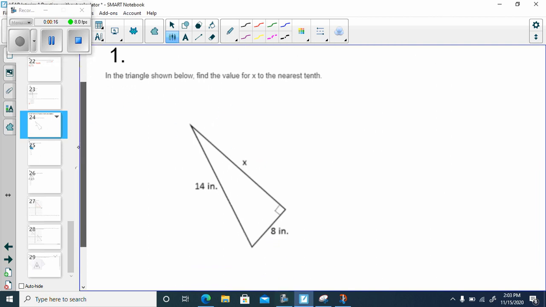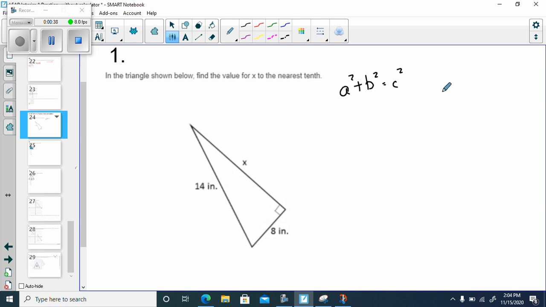Well, if you notice, what we're looking at is a right triangle. Are we looking for angles or are we looking for side lengths? We're looking for a side length. If you're looking for a side length of a right triangle, you use Pythagorean theorem. A squared plus b squared is equal to c squared.